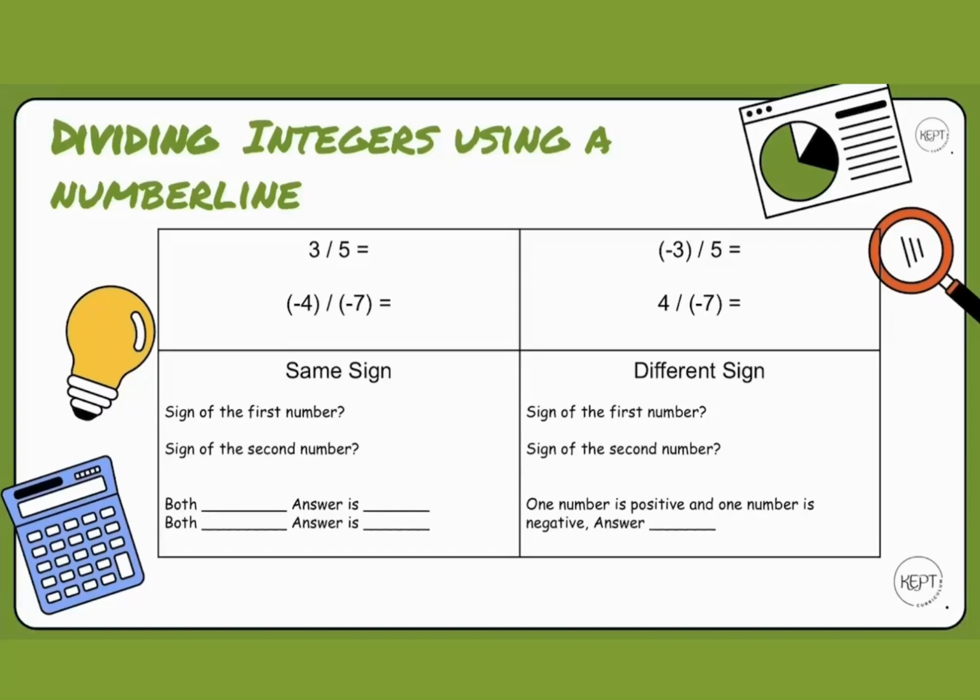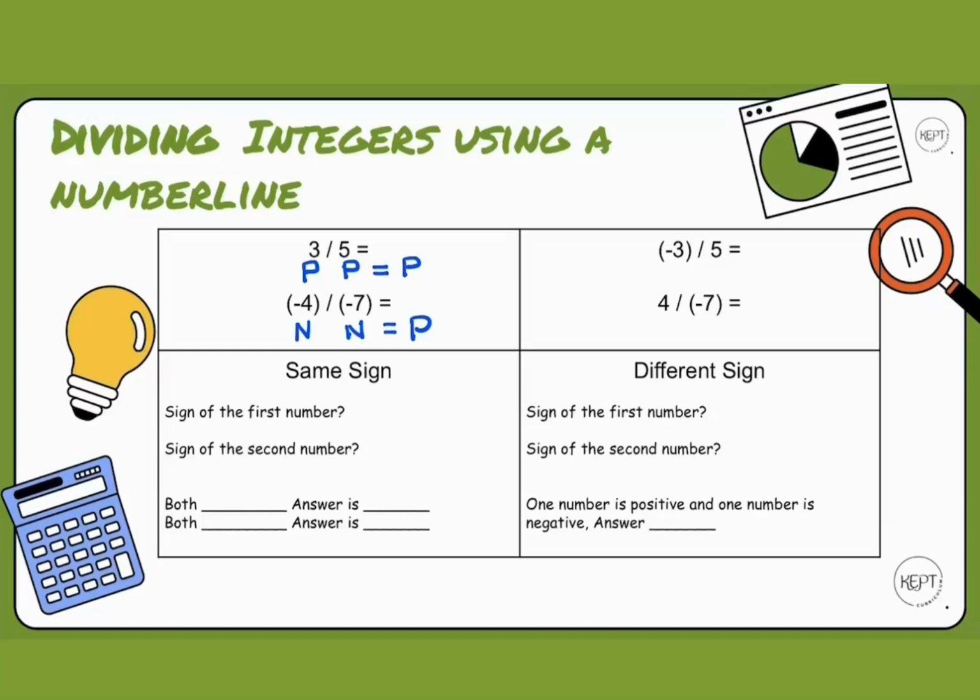Let's take a look at 3 divided by 5. We can see that the 3 is positive as well as the 5. Both of these values are positive, so that means that our answer will also be a positive value. Now here we have -4 divided by -7, and we can list those here, a negative divided by a negative, and we know that when those signs are the same, the answer is still positive.